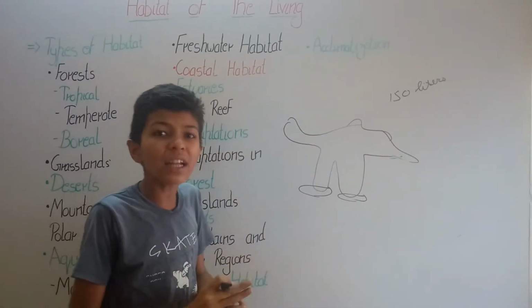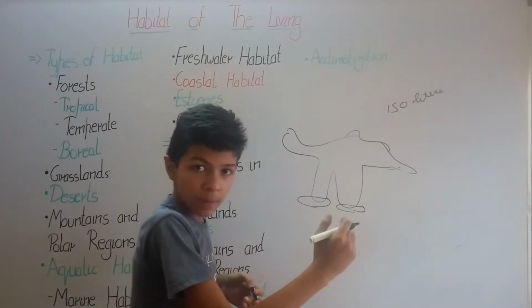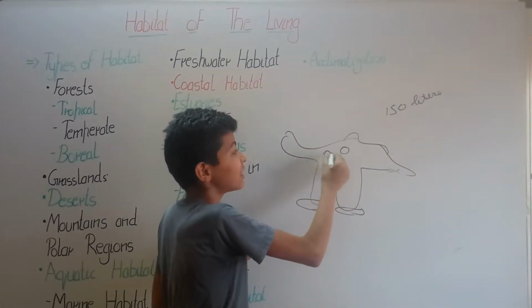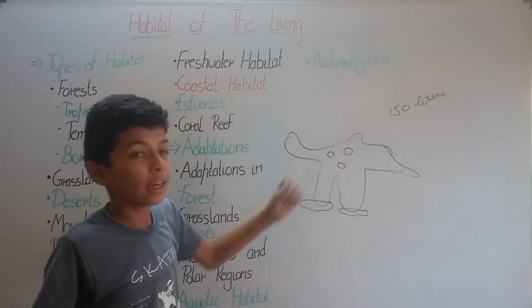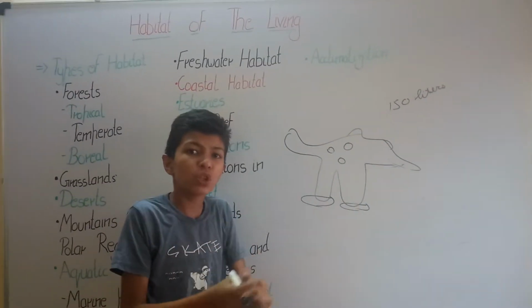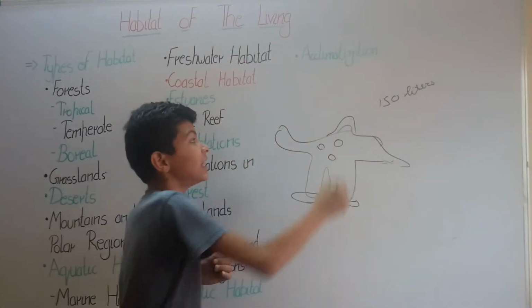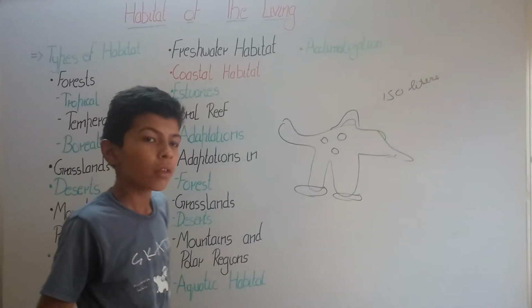So how can it do this? The camel stores the water in its blood cells. They are swollen up by putting the water inside. And how does it store food? They eat lots of food at once and then store it in their humps as fat.